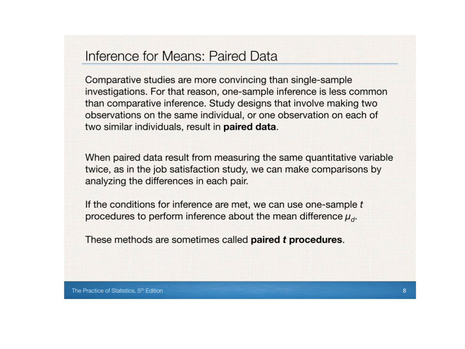Study designs that involve making two observations on the same individual or one observation on each of two similar individuals result in paired data. When paired data results from measuring the same quantitative variable twice, as in job satisfaction studies, we can make comparisons by analyzing the difference in each pair. If conditions for inference are met, we can use a one-sample t procedure to perform the inference about the mean difference. These methods are sometimes called paired t procedures.